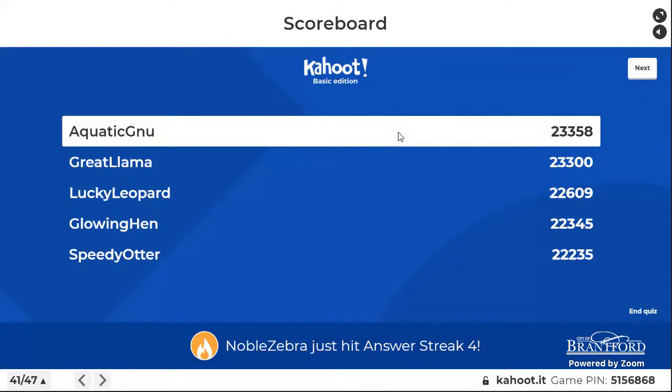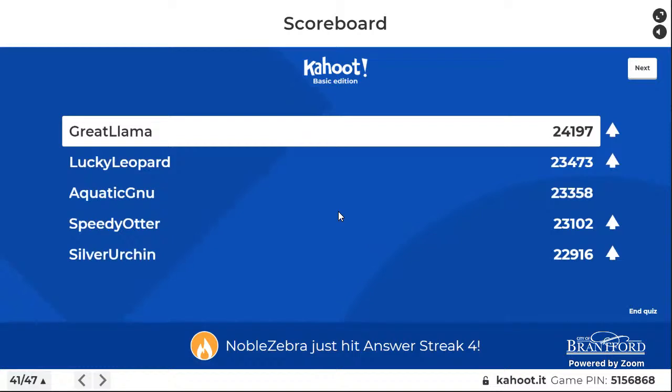So let's check out the scores again. Oh, wow, big change here. So Great Llama has retaken the lead, 24,197 points. Lucky Leopard is now in second place. Aquatic New stays in third place. And then Speedy Otter and Silver Urchin have moved up into fourth and fifth, so have a good chance of retaking those top spots to win the prizes. And a special shout out to Noble Zebra, who is on a hot streak with four answers in a row. Next question.